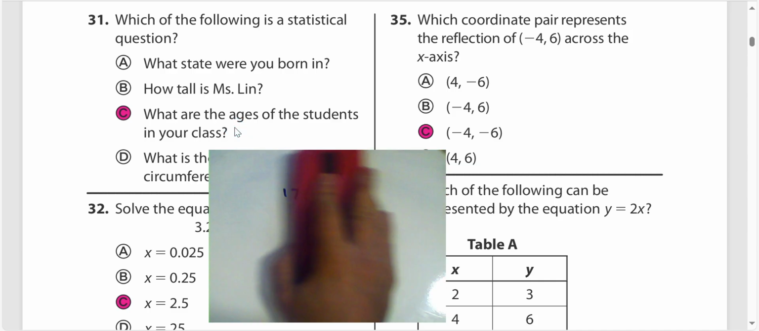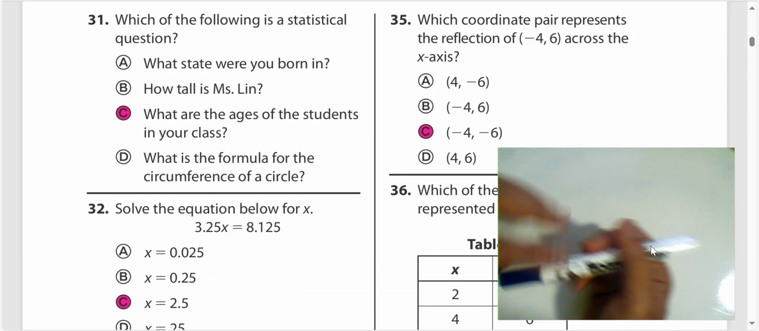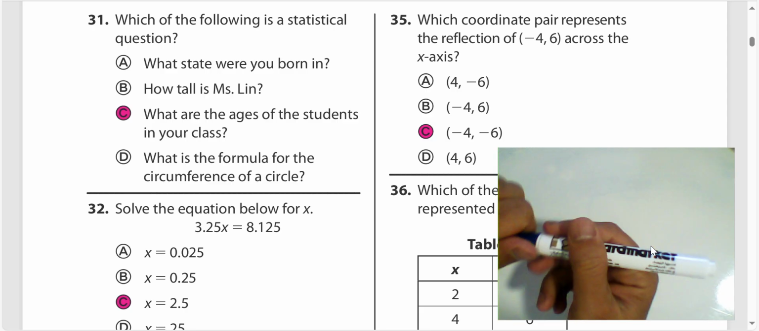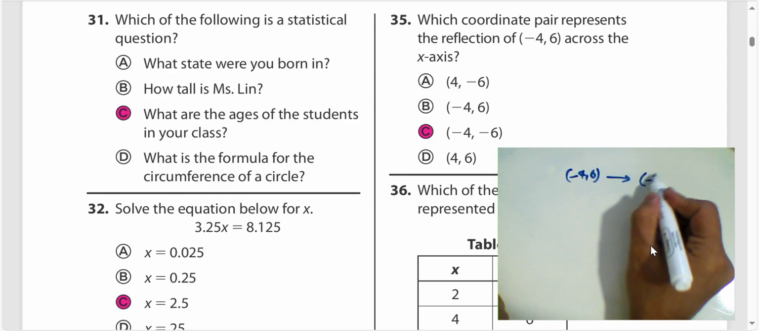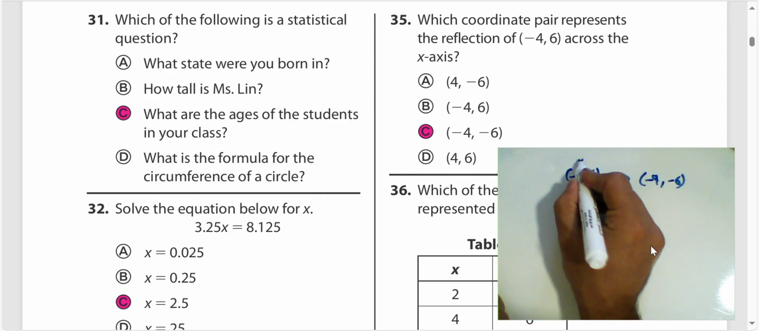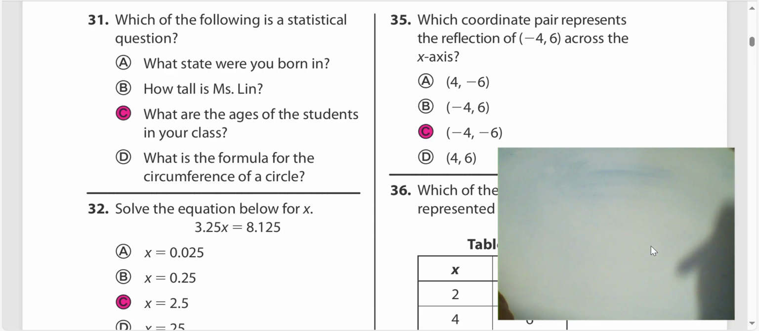Next question. Which coordinate represents the reflection of this point in the x-axis? Okay, to find the reflection in the x-axis, we keep x and change the sign of y. We have negative 4 and 6. Reflection in x, keep x here and change the sign of y. We have x and y. And the result will be negative 4 and negative 6.